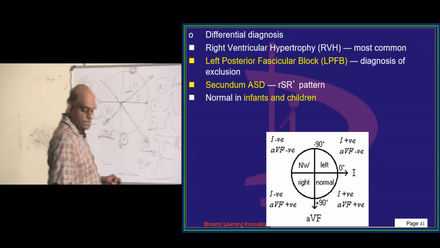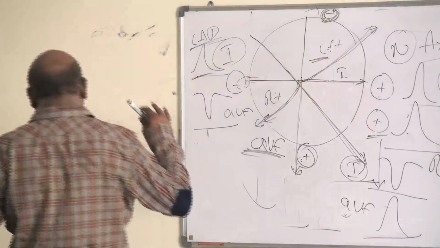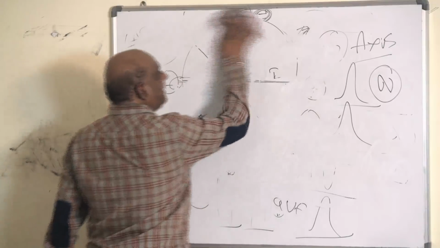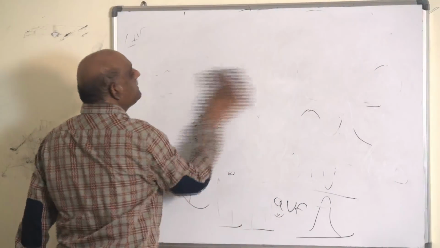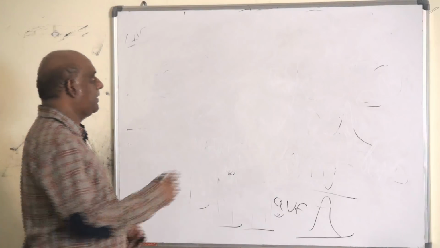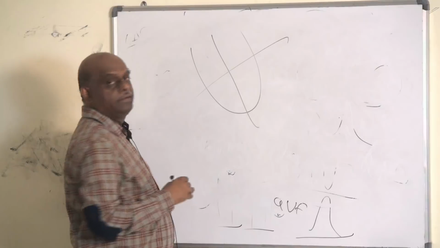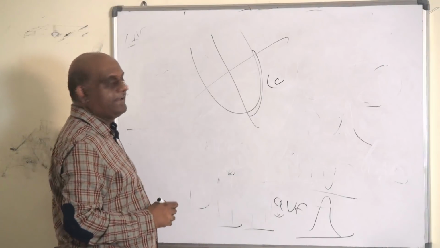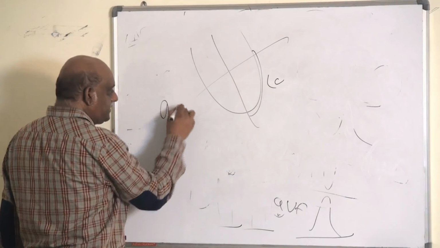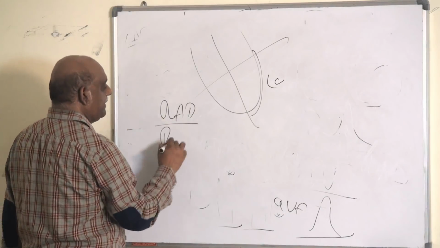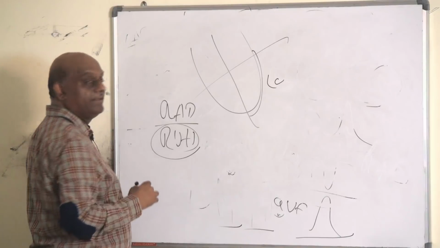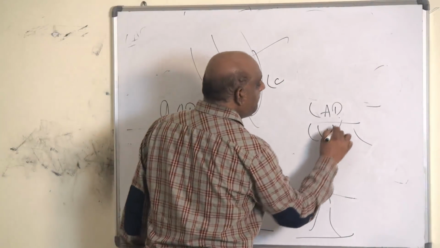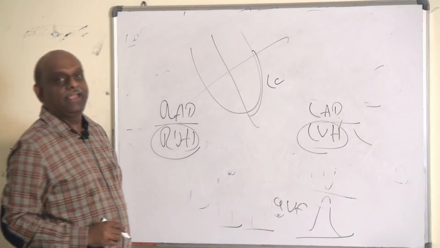So you should remember, any axis deviation typically occurs when that particular ventricle is enlarged. Okay, doc. Normally you have the left ventricle which is thicker and the right ventricle thinner. So for right axis deviation, the first reason you should say is right ventricular hypertrophy. For left axis deviation, the most common cause you should say is left ventricular hypertrophy. That is what you need to remember.